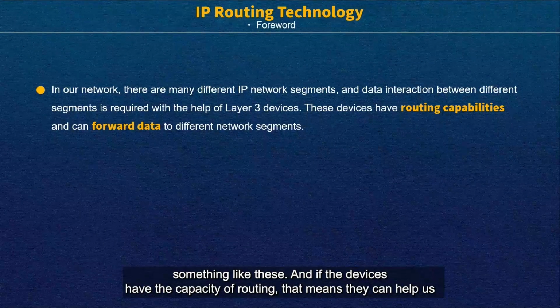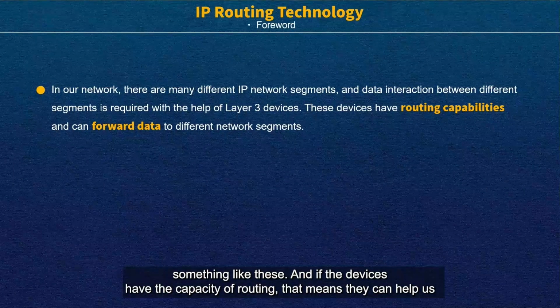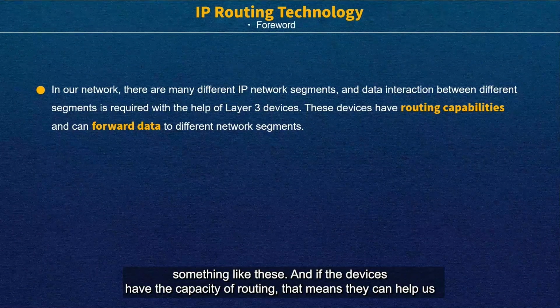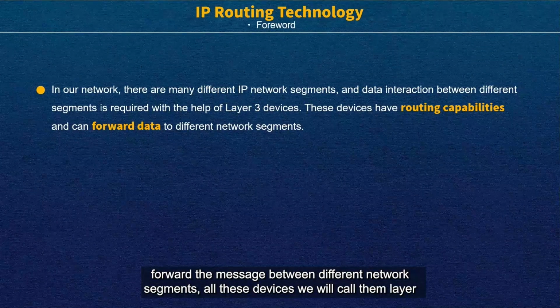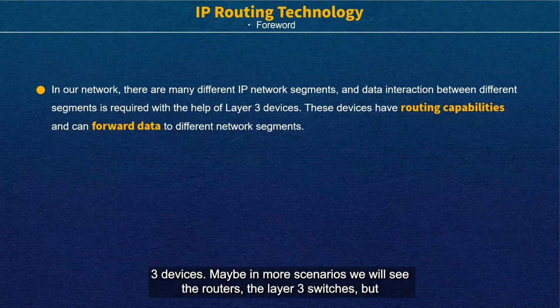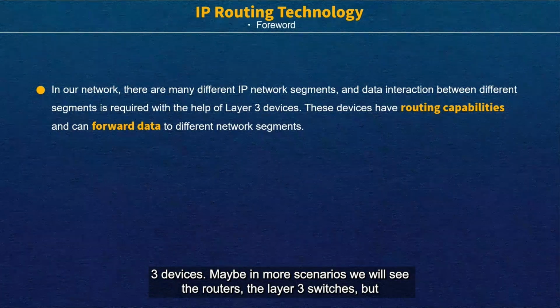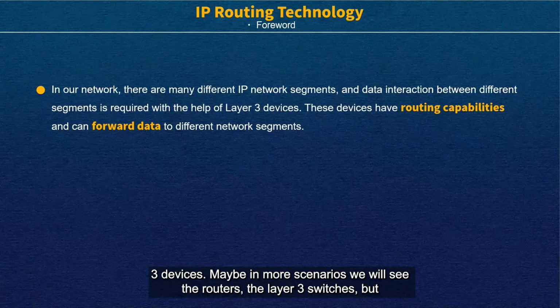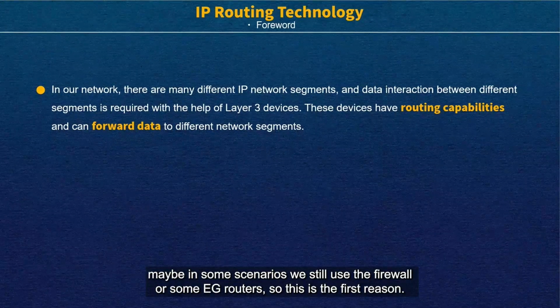If these devices have the capability of routing and can help us forward messages between different network segments, we call all of them layer 3 devices. In more scenarios we will see routers and layer 3 switches, but some scenarios will still use firewalls and some egress routers. So this is the first reason.